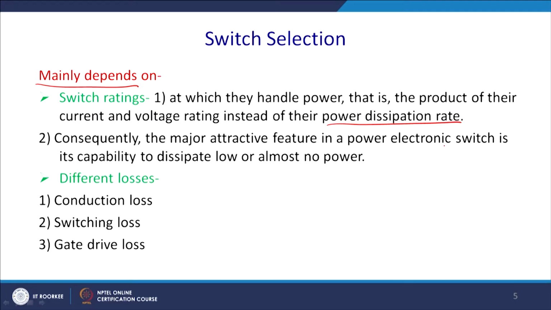So, there are different kinds of loss. When it is on, even though we assume that the power loss across the switch is 0, it is not 0. Thus we have a conduction loss, and thereafter when it is turned on and turned off there is a switching loss, and also there is a loss at the gate driver. So, these three losses we have to accommodate. Switching loss comes with the turn-on and turn-off losses, and conduction loss depends on, sometimes, RDS(on) into I squared for the MOSFET, and for other devices a constant voltage drop into the current.